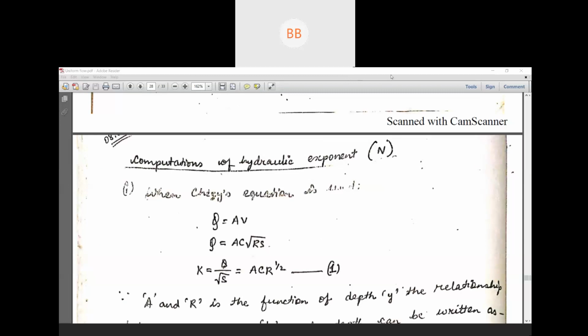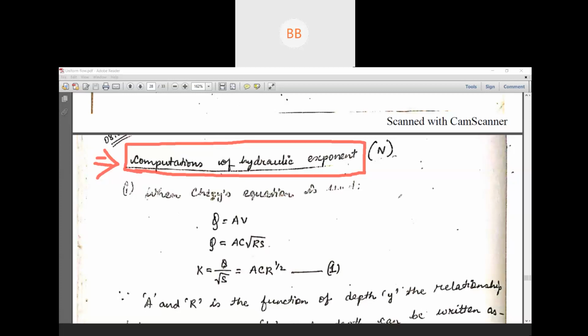So next topic is computation of hydraulic exponent. That is your capital N. Okay, that is your next topic. Next topic is computation of hydraulic exponent, that is your capital N. So here we are going to derive an expression for your hydraulic exponent, that is your capital N.